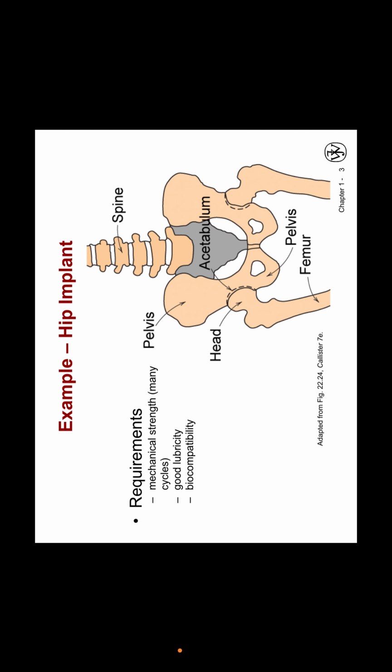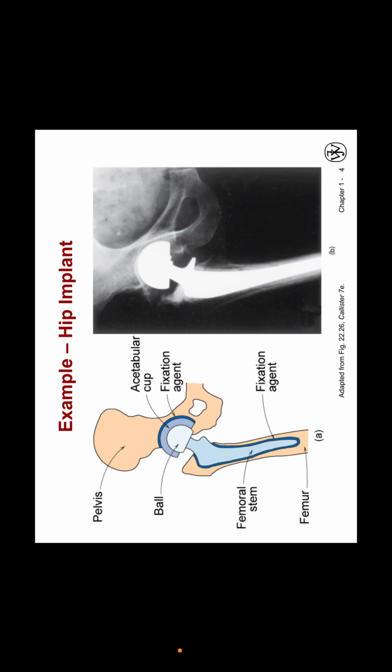Hip implant requirements. To design a successful hip implant, we must choose materials that meet key requirements. First, the material must have high mechanical strength because the hip experiences millions of movement cycles. Second, it must have good lubricity so the surfaces move smoothly. Third, it must be biocompatible so it doesn't cause harmful reactions inside the human body.